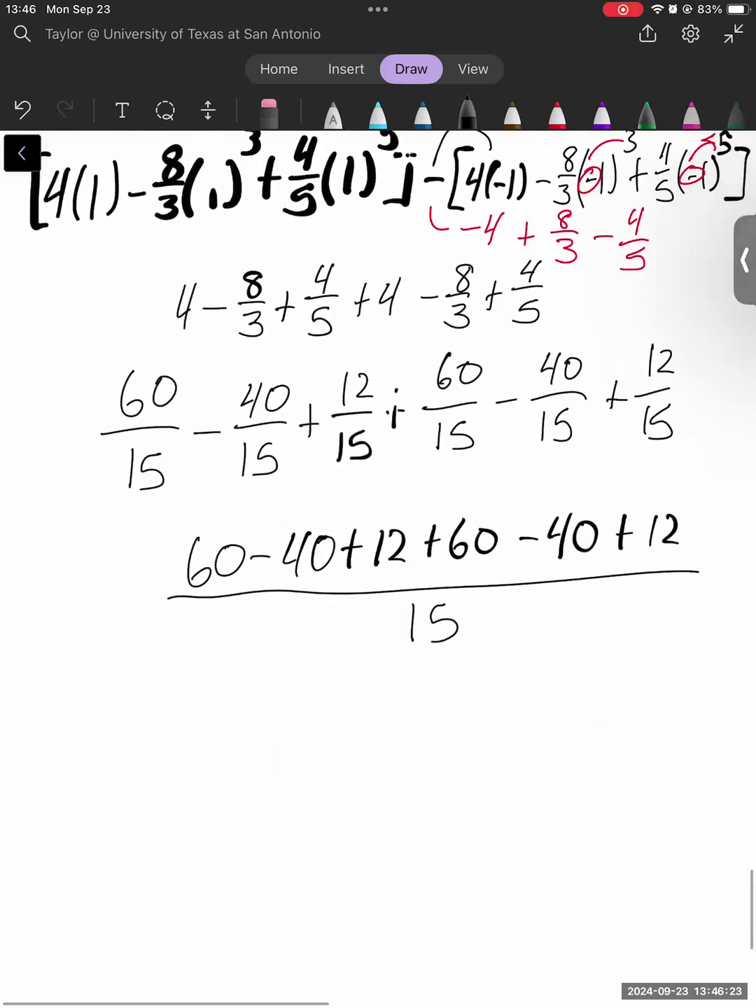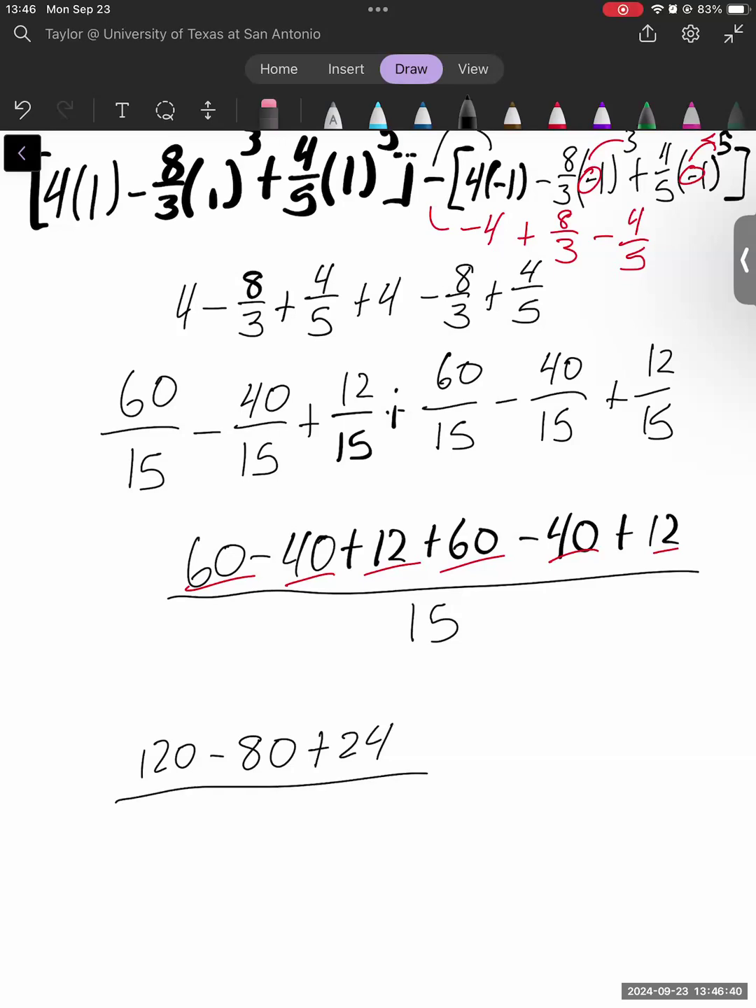Okay, I'm going to combine 60, 60, negative 40, negative 40, and then 12 and 12, just to kind of chop up the work that we have to do. So I get 120 minus 80 plus 24, all over 15. Gives me 40, and then plus 24, I get 64 over 15.